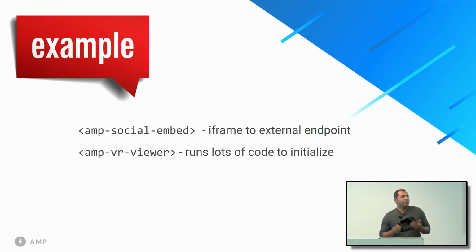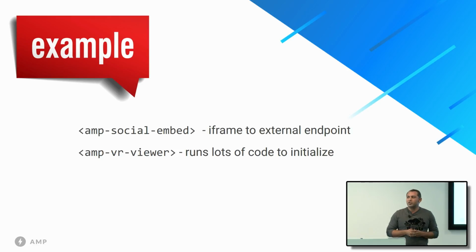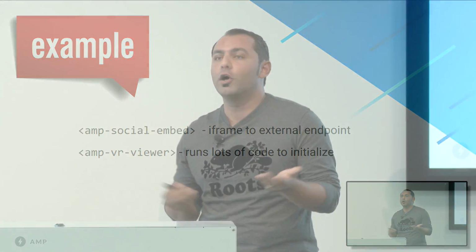Examples of this are lots of embeds. Anything that essentially needs an iframe can be both expensive and is fetching external resources. So those need to be considered. But some components may not be fetching external resources. They may just be doing a lot of expensive work. So an AMP VR viewer, for example, we don't have this component, but if we were to build one and it had to run a lot of code, ideally it does that lazily.